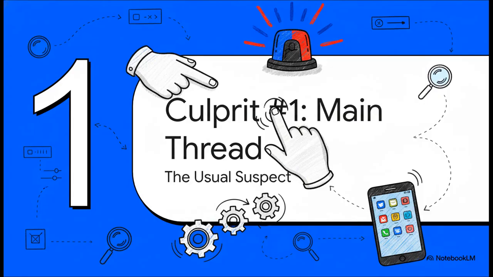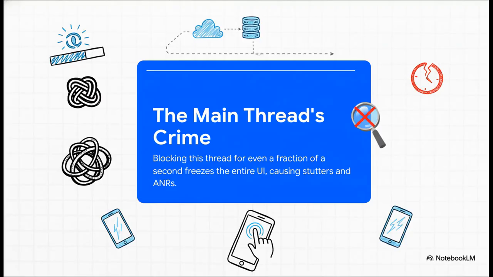Our investigation is going to start with the most common offender, the one who's pretty much always at the scene of the crime, the main UI thread. This is the single thread that's responsible for everything the user sees and touches, drawing the entire interface and responding to every single tap, swipe, and scroll. And here's the crucial part. Any heavy lifting. I'm talking loading data, complex math, network calls. If you do any of that on the main thread, it just freezes the app solid. The user is tapping on the screen, and literally nothing is happening. This is, without a doubt, the #1 cause of a terrible user experience.